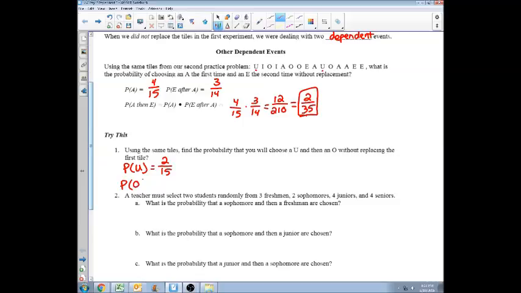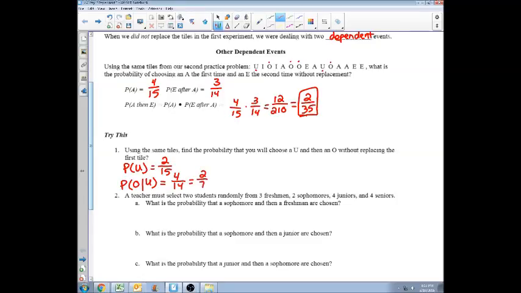Then I need to find the probability of O given U. Given I have already pulled a U. So that would be 4. There are 4 O's. 1, 2, 3, 4. Out of 14, which that can be simplified to 2 out of 7.